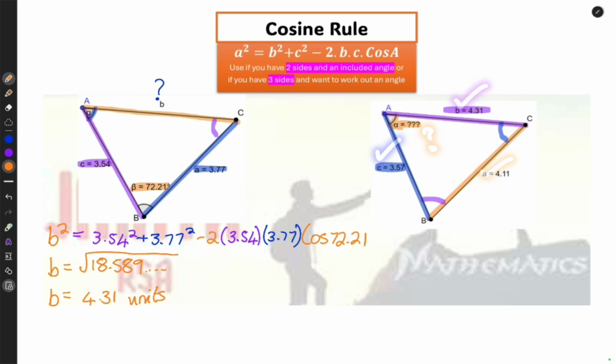But I can use cos rule if I have 3 sides and I want to work out a specific angle. Now, what's extremely important is I want to work out angle A or angle alpha, and therefore I must start this whole equation with side A. The other 2 don't matter the order, but the one that is opposite to the angle I'm going to get must start this whole equation.